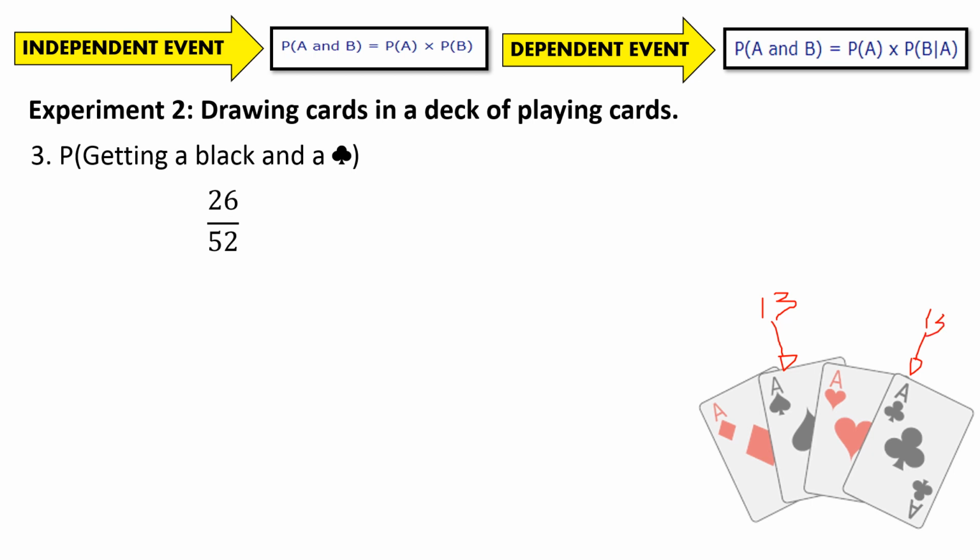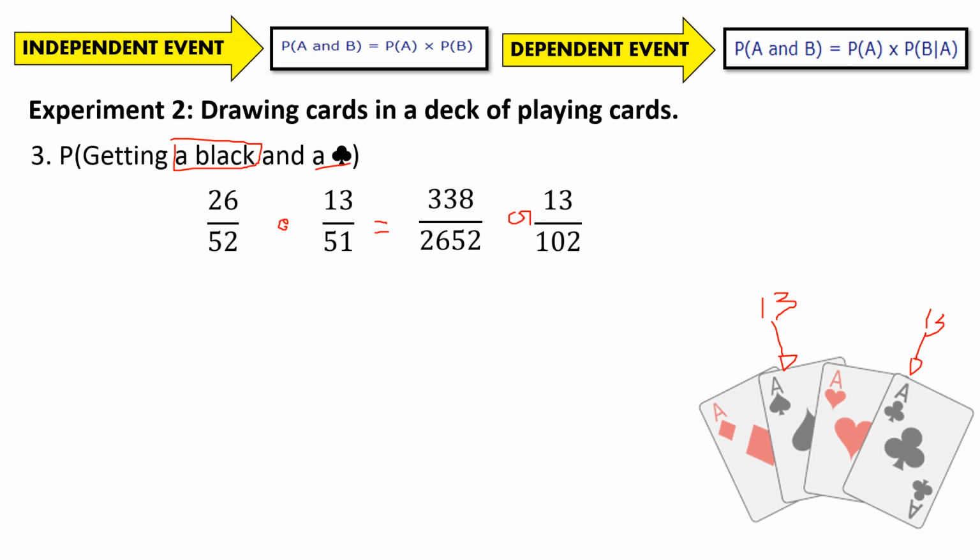While for the clubs, before going to the next event, you assume that you managed to have the first experiment. We managed to get a black card, just one card out of 52. Therefore, it will now become 51. So for the second event, we have 13 over 51 as the probability of getting a club. Then we multiply these two. 13 times 26 and 52 times 51. That gives us 338 over 2652, or it can be further simplified as 13 over 102.